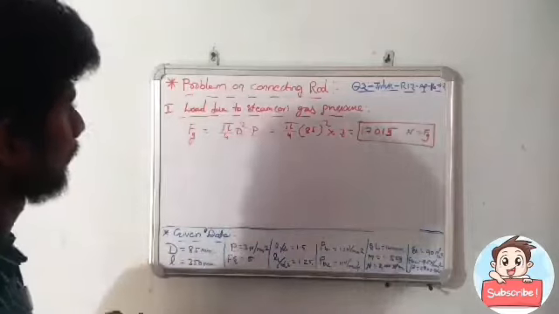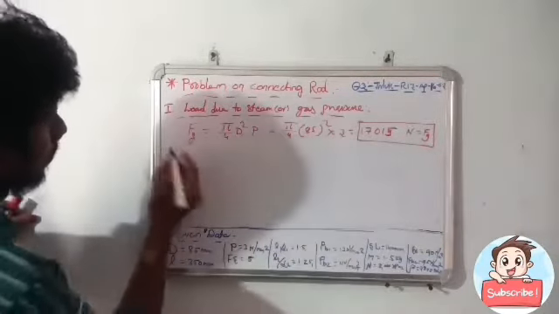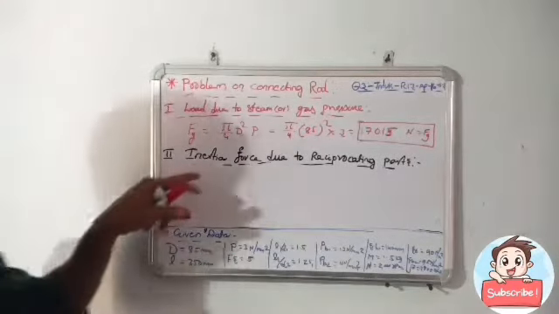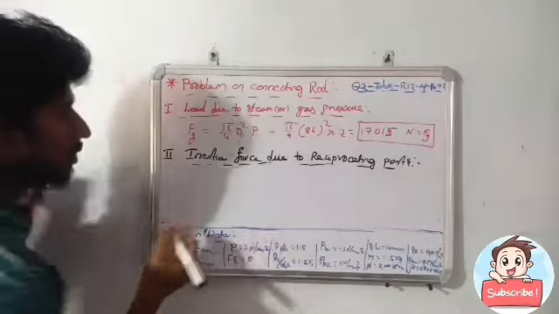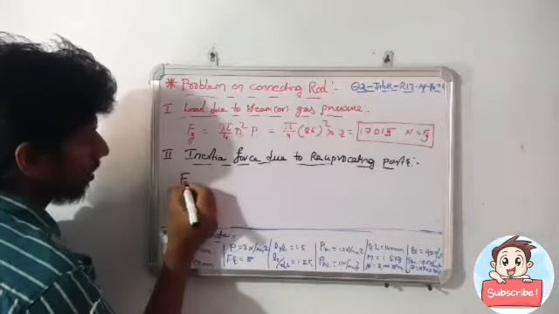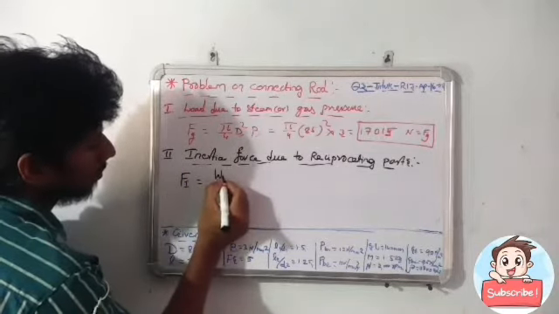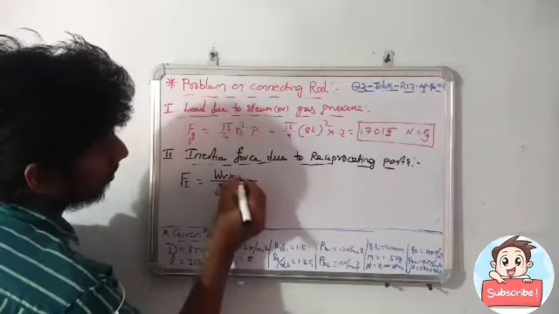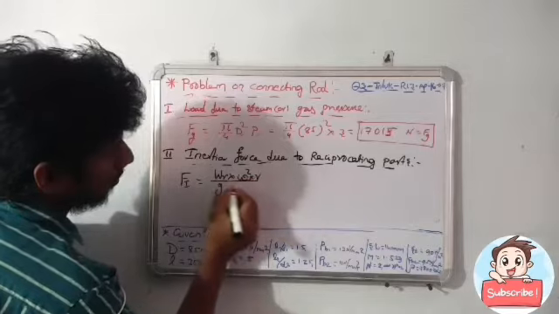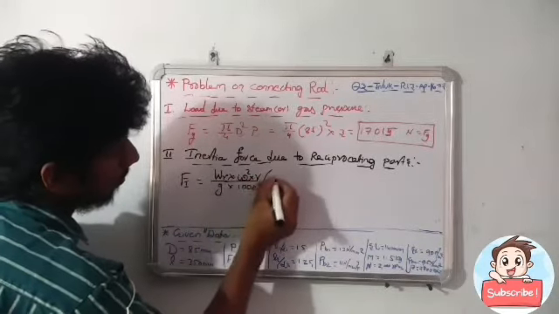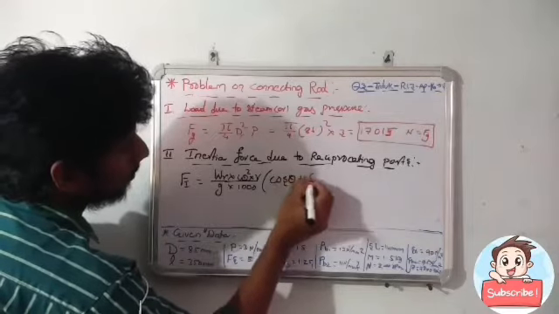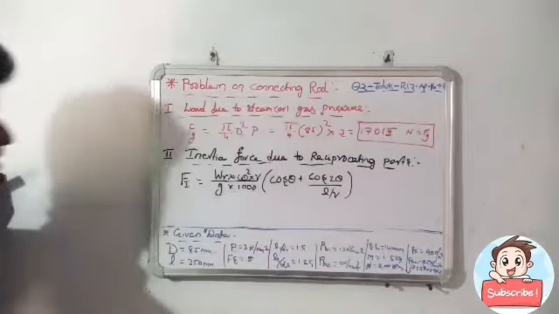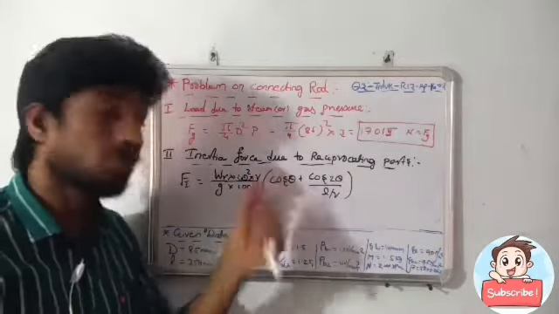Go to the next step. That is the second step here, inertia force due to reciprocating parts. It is denoted by Fi, that is equal to the formula with cos theta. So it is the formula to find out the inertia force due to reciprocating parts.